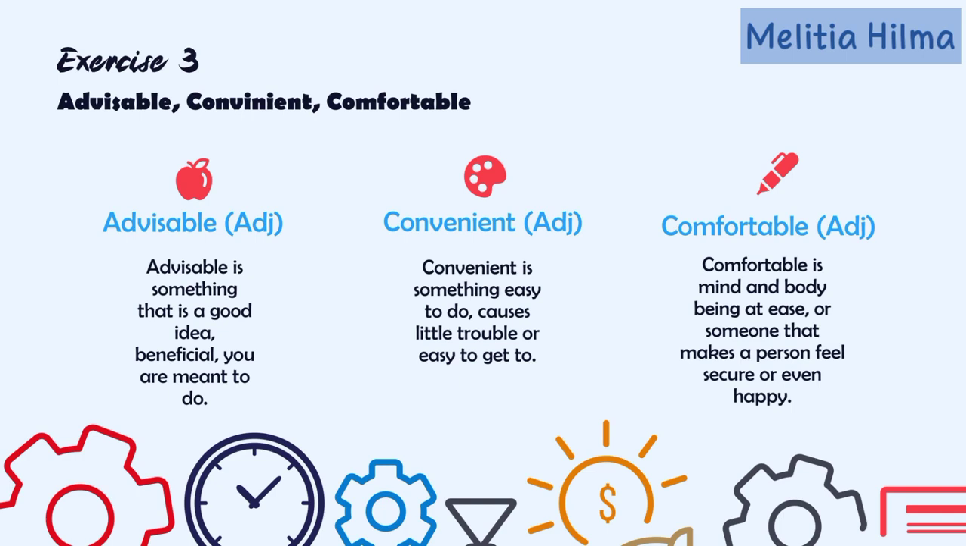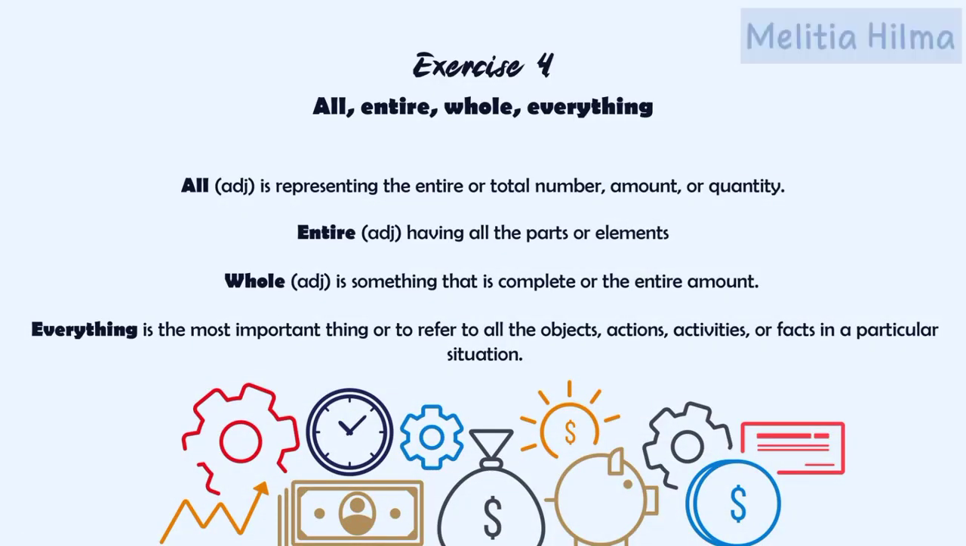Second, convenient. Convenient is an adjective. Convenient is something easy to do, causes little trouble or easy to get to. Example, the family thought it was more convenient to eat in the kitchen. Third one is comfortable. Comfortable is an adjective. Comfortable is mind and body being at ease, or someone that makes a person feel secure or even happy. Example, made myself comfortable on the sofa, or she'd always felt comfortable around him. Exercise 4.